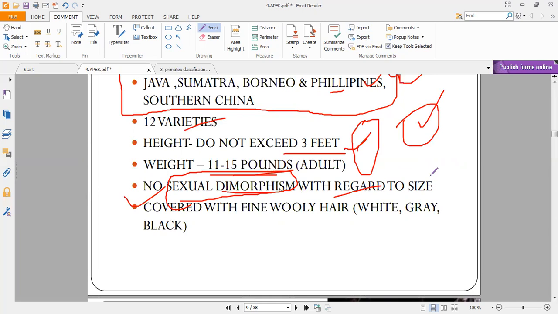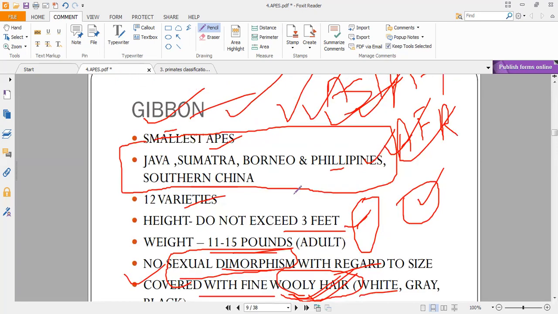And if you talk about their body, we can find they are covered with very fine woolly hair, and it is not coarse hair. There is a difference between coarse hair and woolly hair. Woolly hair is soft, and coarse hair is a little hard to touch. In other apes we mostly find coarse hair, but in case of gibbon we find woolly hair, and the color may be white, gray, and black. So there are different colors of gibbon we can find.